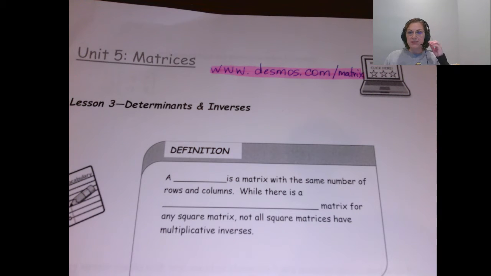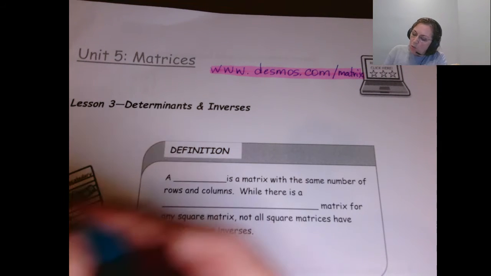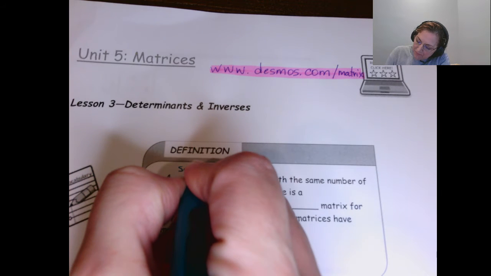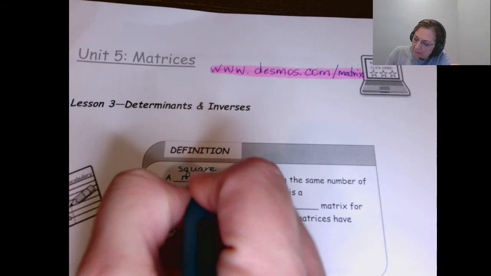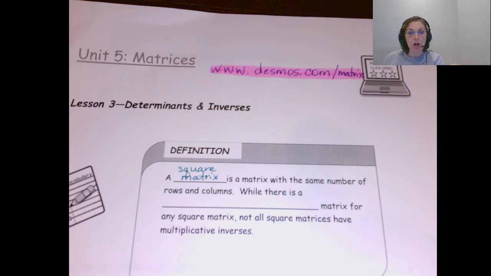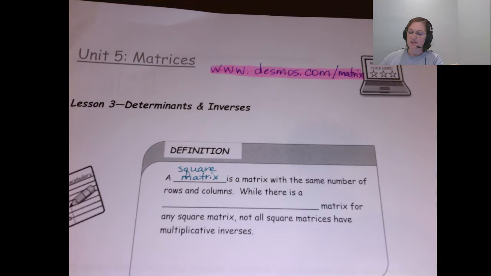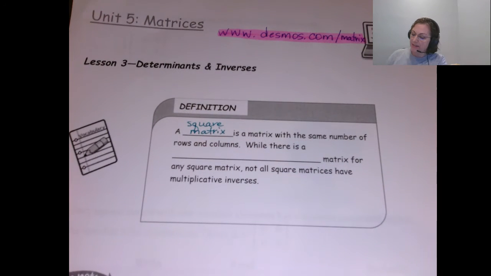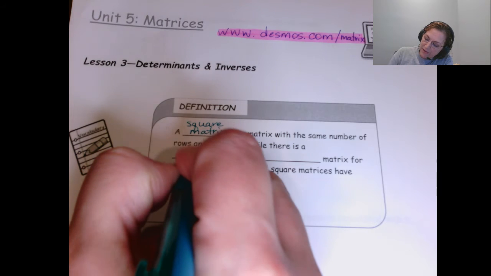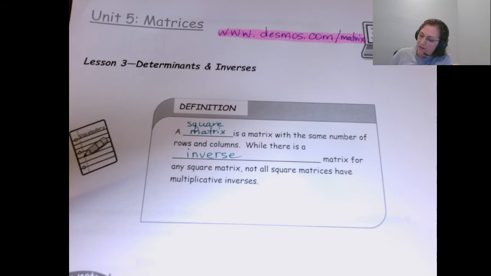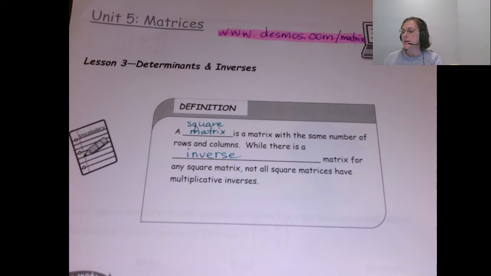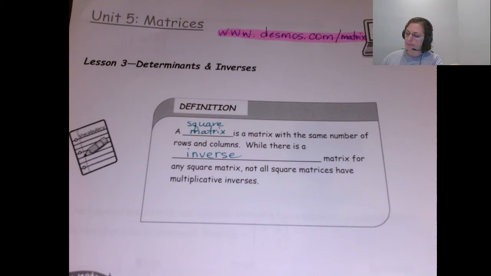So let's do a little bit of definitions first. A square matrix is simply a matrix that has the same number of rows and columns. And while there is an inverse matrix for any square matrix, not all square matrices have multiplicative inverses. So let's take a look at what a multiplicative inverse is.